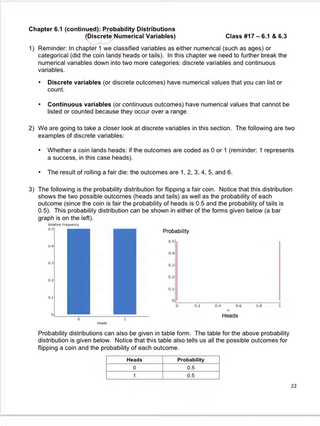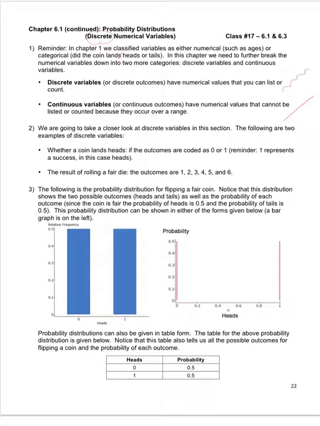In this chapter, we need to further break the numerical variables down into two more categories, discrete variables and continuous variables. So what we saw earlier was that discrete variables or discrete outcomes have numerical values that you can list or count, and continuous variables or continuous outcomes have numerical values that cannot be listed or counted because they occur over a range. So in picture form, remember we had the steps to represent the discrete variables, and continuous was the ramp. All right, so number 2, we're going to take a closer look at discrete variables in this section.